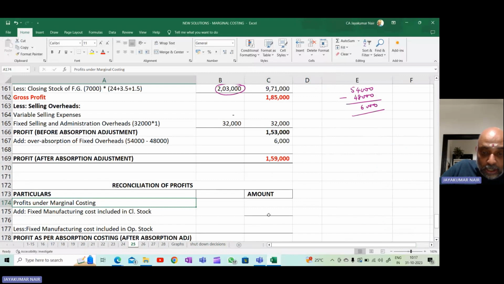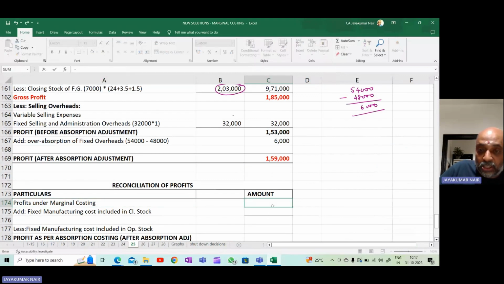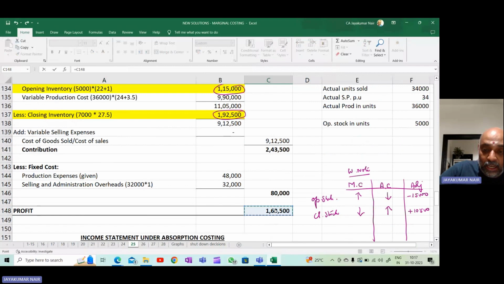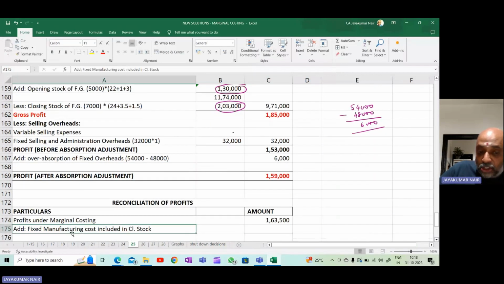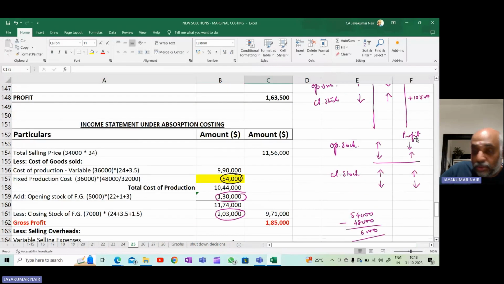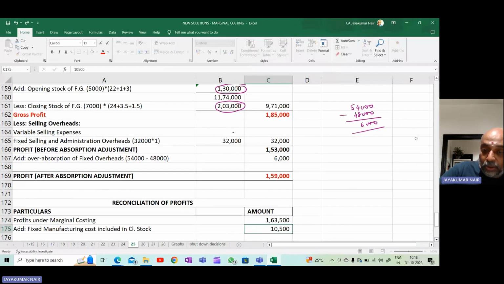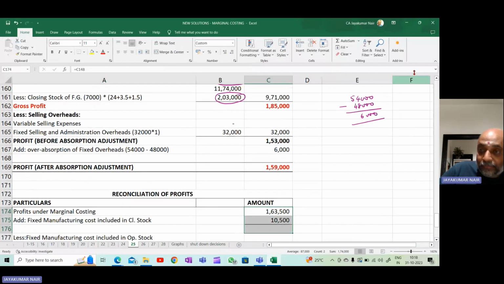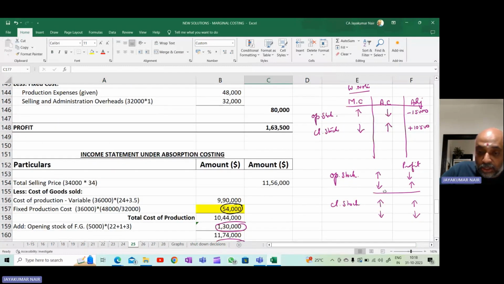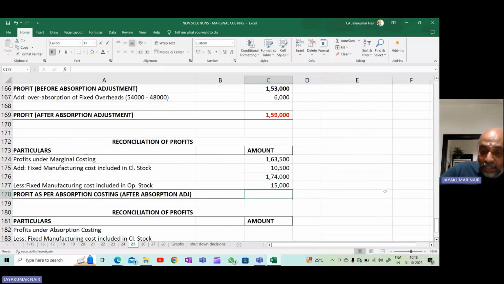So I'm going to take the profit as per marginal costing, which is 1,63,500. Add the fixed cost included in the closing stock. You know what is to be added: 10,500. So you add 10,500, and then from this you minus 15,000. If you minus 15,000, you should get the profit as per absorption costing. So absorption costing profit is 1,59,000.